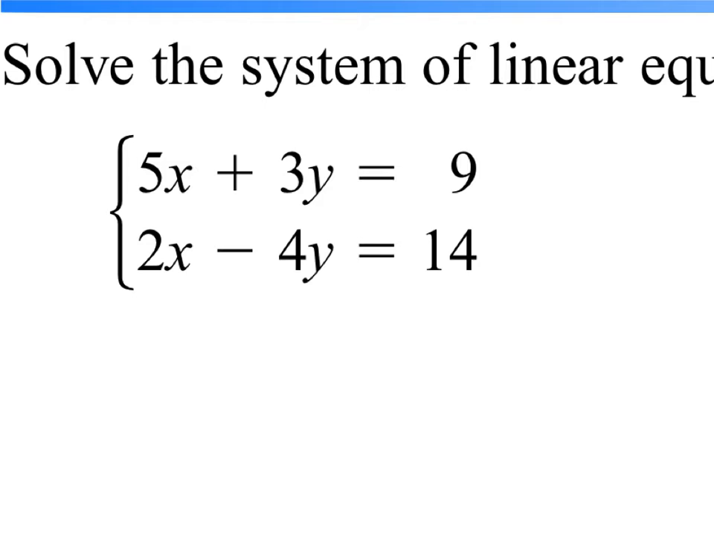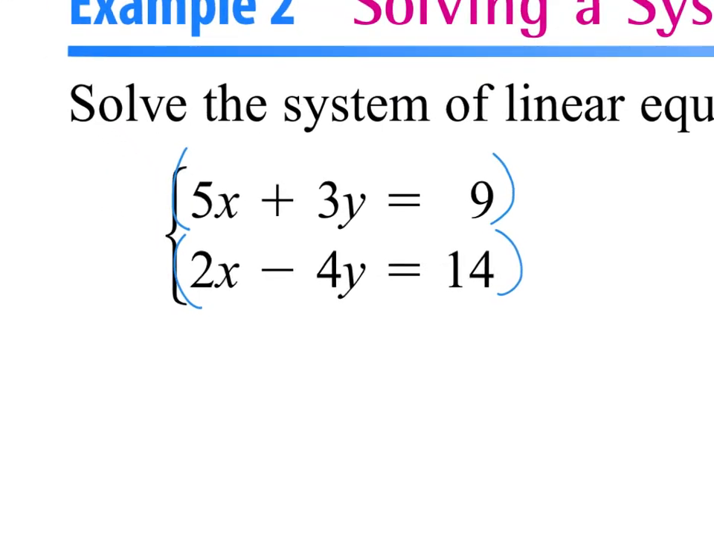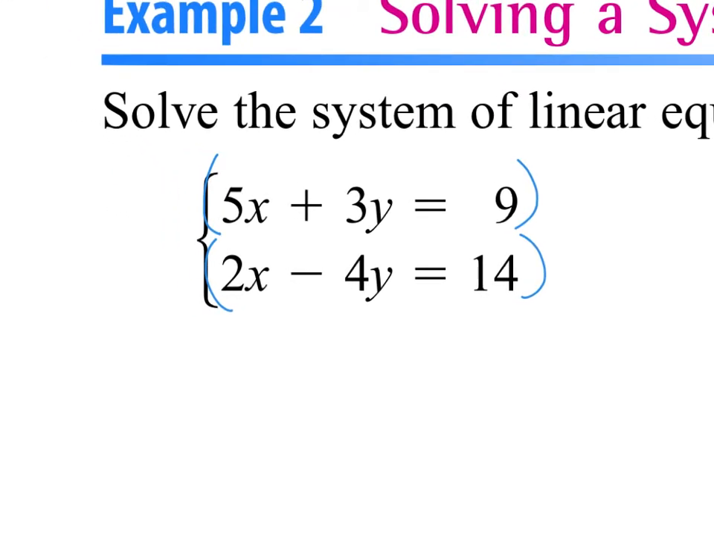So in order to get your coefficients to be exact opposites, I would have to multiply the top and the bottom by something, the entire equation. So what am I going to multiply the top equation by and the bottom equation by to make the y's cancel out? What would you do?